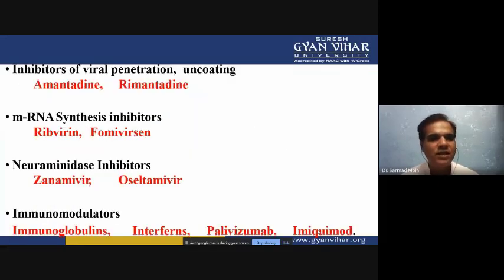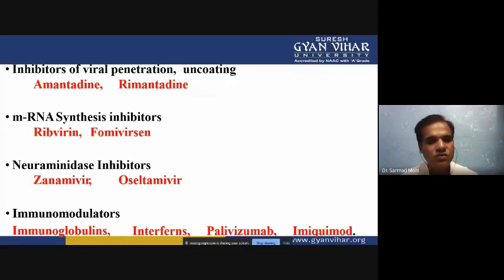Then inhibitors of viral penetration or uncoating: amantadine and rimantadine are there. These two types of antiviral drugs function on viral penetration and uncoating. Then mRNA synthesis inhibitors like ribavirin and formivirsen are there. Then neuraminidase inhibitors like zanamivir and oseltamivir are there.